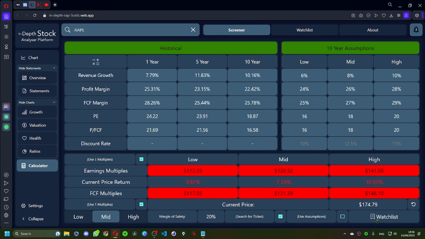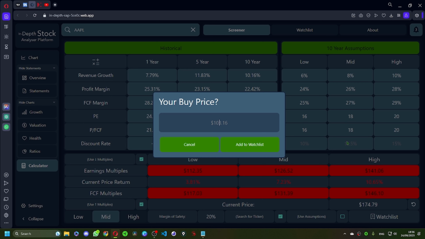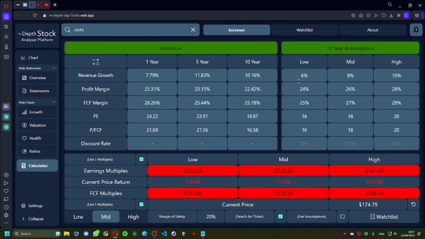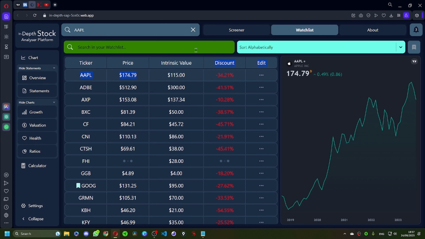And then you can just add it to your watch list. Make sure this is unchecked if you want to input your own price. So you can add your own buy price. So if you want to buy it at like 120, or maybe you want to buy it at 160, who knows? And then you can just add it to your watch list. It's already in my watch list right here at 115. I know, pretty naive. However, I don't think it's going to get there, so I'm probably never going to buy it. But I just think that Apple is very overvalued right now.